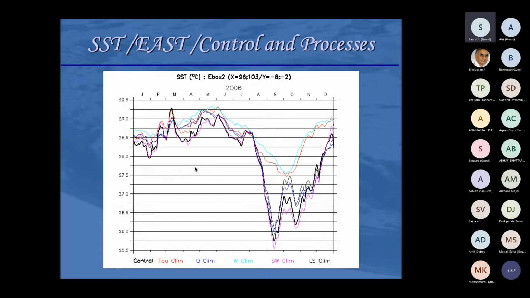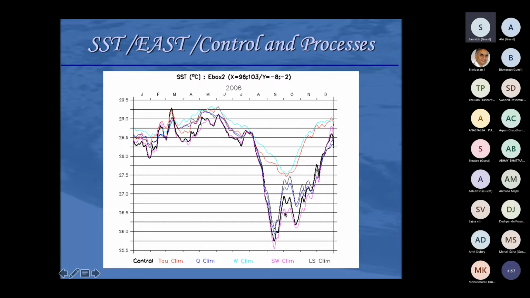If you go into the details, it is complicated. So there are different curves here. The black one is control, where we have all processes as in 2006, and then we have tau climb as red, where the wind stress is climatology, and then W climatology is in green, where the wind stress and wind speed are climatology. So each of them contributes a little bit. That's what you see if you look at the month of October, when the processes are important. So the control is here.